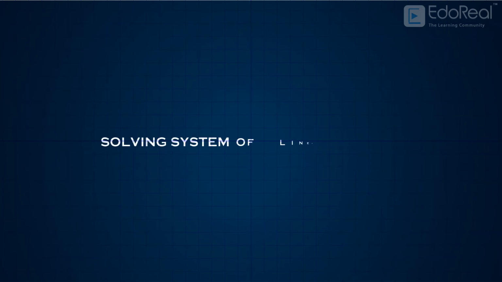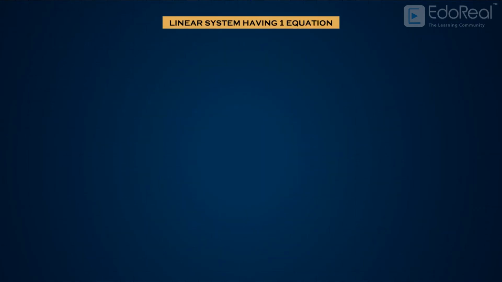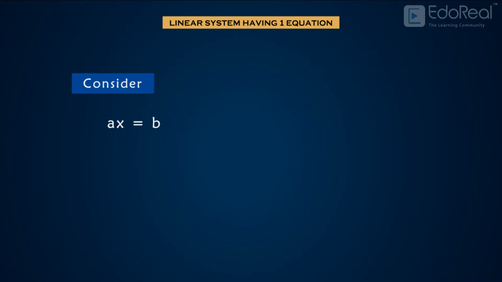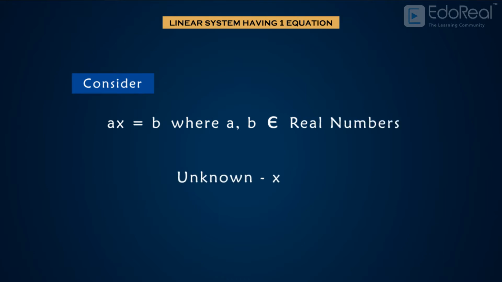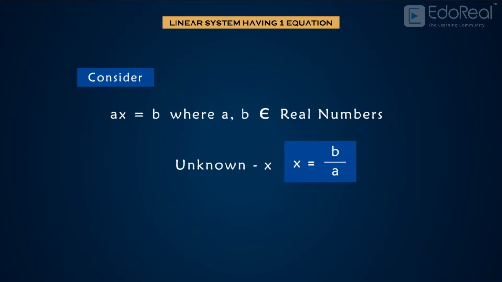In this video, we will discuss solving the system of linear equations. Consider a system having one equation that contains only one unknown: Ax = b, where a and b are elements of the real numbers. The unknown in the given equation is x. So, we can write the value of x as x = b/a.